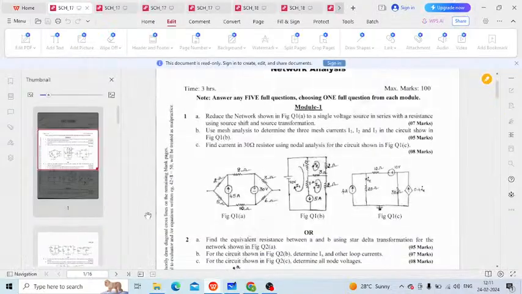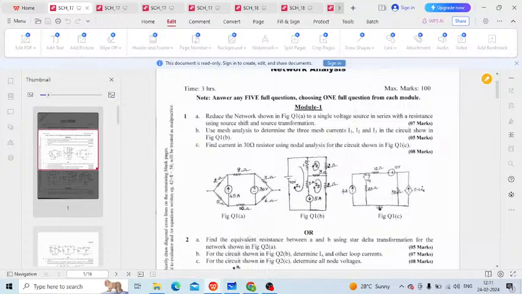So here you can see this is the question. See 1C. Find the current in the 30 ohm resistor using nodal analysis for the circuit shown in the figure. You have to find the current in the 30 ohm resistor, that is the current Ix, present in the 30 ohm resistor. You're going to find that out.